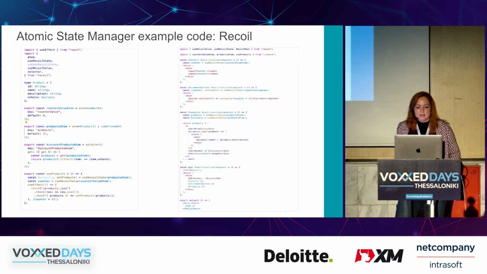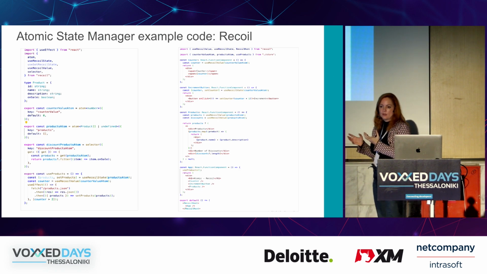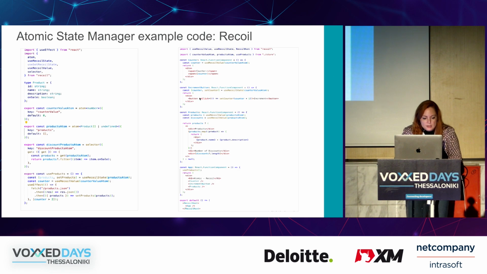Great. Atomic state manager. Let's see how this looks in code. Again, on the left side, I write the store. On the right side, we use the implementation at the component level. I hope you can see my cursor. All right. You can see here how we write an atom.